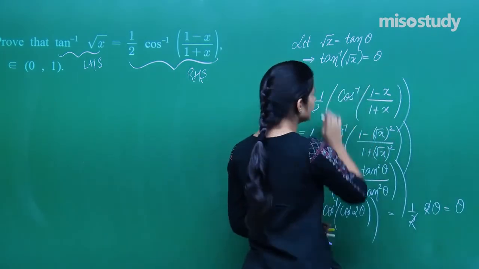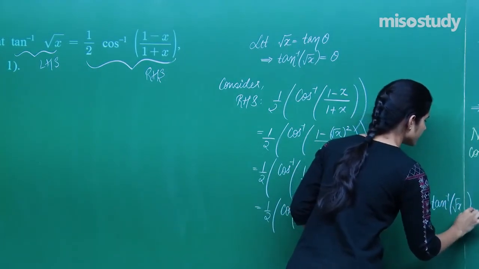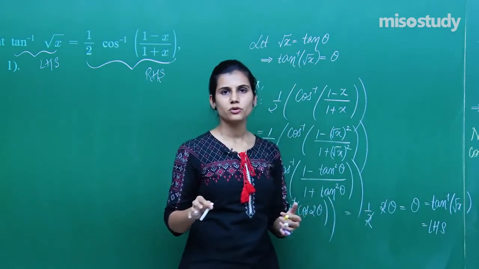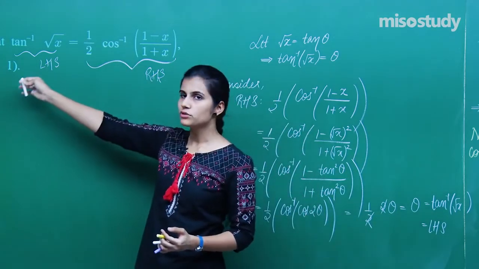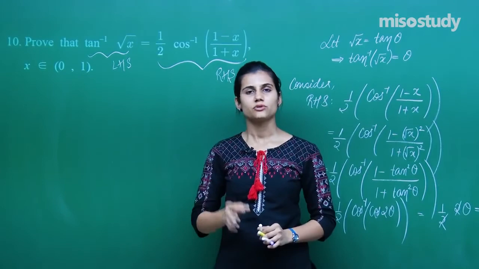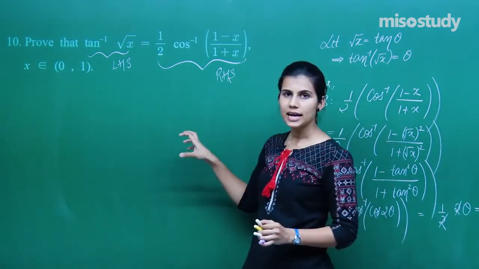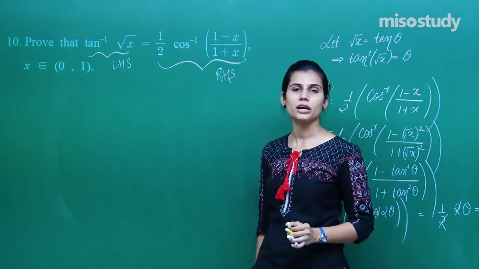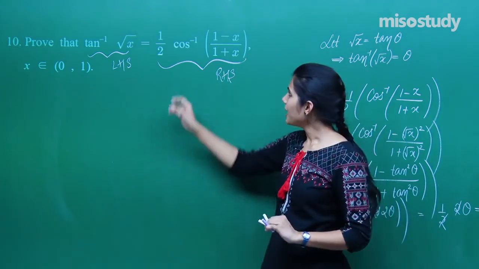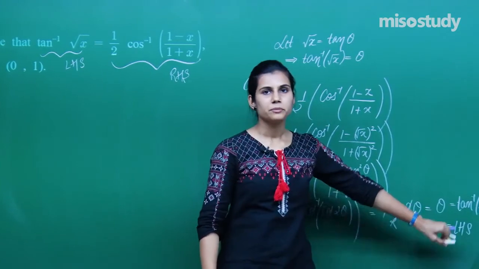Theta is what? Tan inverse root x. And this is your left hand side. So over here we just began in an opposite fashion. We began with the right hand side, proved it to be equal to left hand side by first simplifying the left hand side from tan inverse root x to just a small theta, which eventually gave us an expression for root x as tan theta, which helped us apply a formula of 1 minus tan square theta upon 1 plus tan square theta to be equal to cos 2 theta, and that made cos inverse and cos basically come together to just deliver me my left hand side.